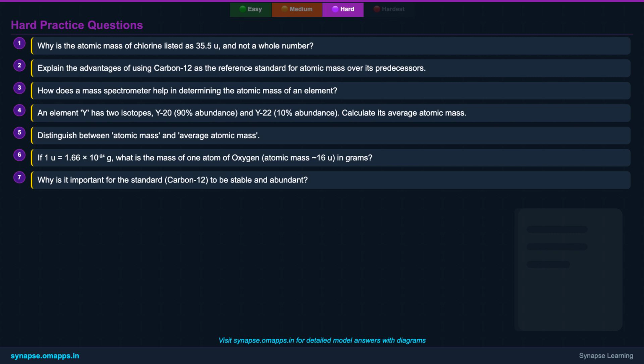Calculate the average atomic mass for an element Y with isotopes Y-20, 90%, and Y-22, 10%. Distinguish between atomic mass and average atomic mass. If 1 U is 1.66 times 10 to the power of minus 24 g, what's the mass of one oxygen atom in grams? And finally, why is it important for the standard to be stable and abundant?